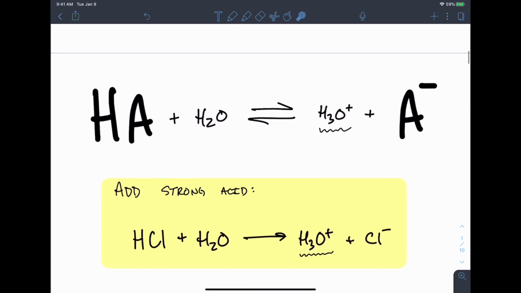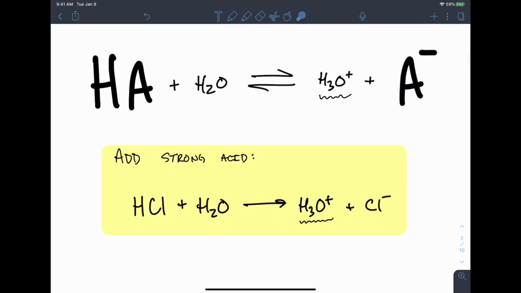So let's imagine that we take this buffer solution and we add a strong acid to it. So I've just selected HCl as my example for a strong acid, and we know that strong acids are going to react with water to form hydronium and the conjugate base. We also know that strong acids react completely, so you'll notice that I've drawn a single reaction arrow, so it's going to go all the way to product.